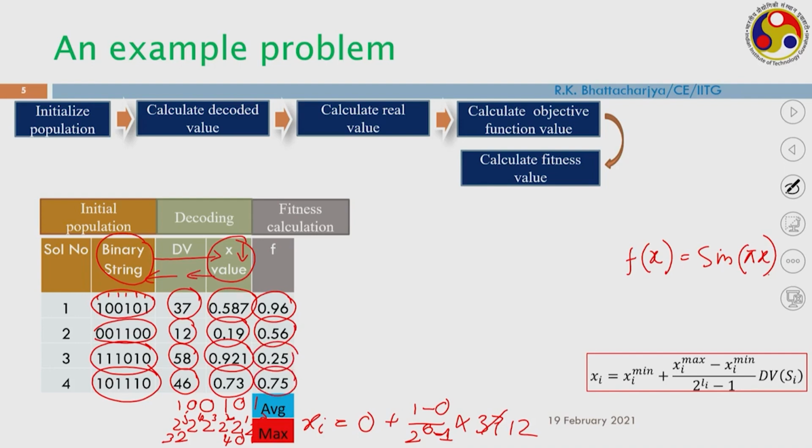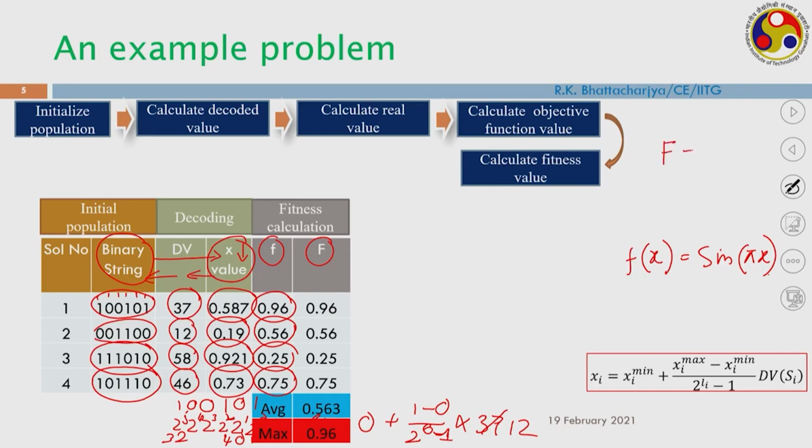Then you calculate the fitness function. This is the objective function, small f is the objective function and capital F is the fitness function. If you recall, this problem is a maximization problem. Therefore, I can take capital F equal to small f, that means the same function can be used as the fitness function. So, here, if the capital F value is more, in that case the solution is better.